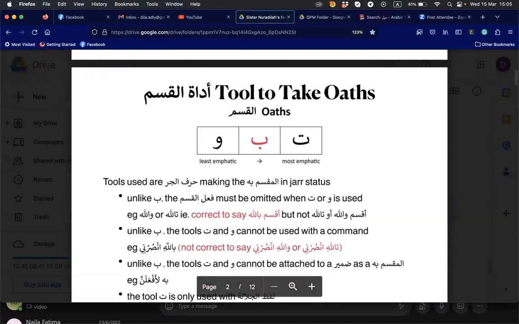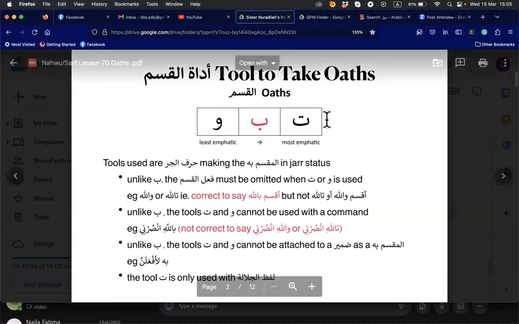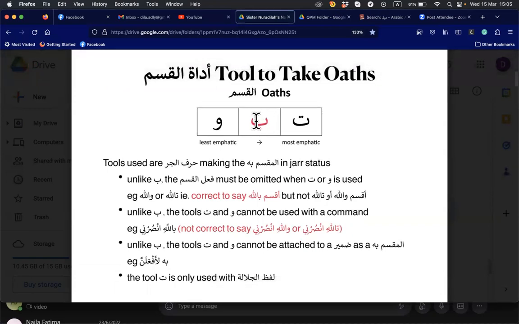But we have three oaths, and all of them use a harf jar. We have wow, wallahi, billahi, and tallahi. So this is from least emphatic to the most emphatic. And the red one is the default. These two are not the default. The default is uqsim bih.